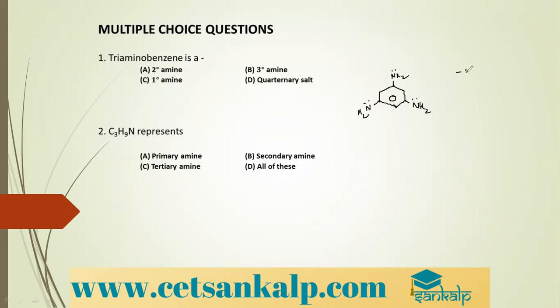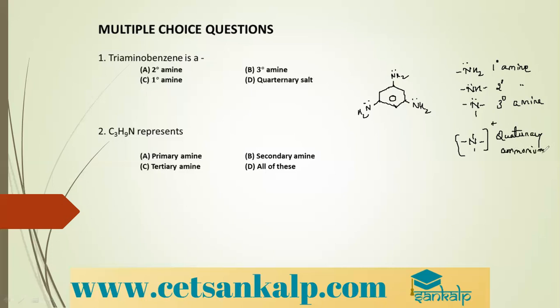Always remember, when you have an NH2 group, no matter where it is present, it is always a primary amine. When you have an NH group with a bond, it is always a secondary amine. When you have a tertiary nitrogen, it is always a tertiary amine. And when you have this N and here there is a plus charge, it is a quaternary ammonium salt. So do remember this.